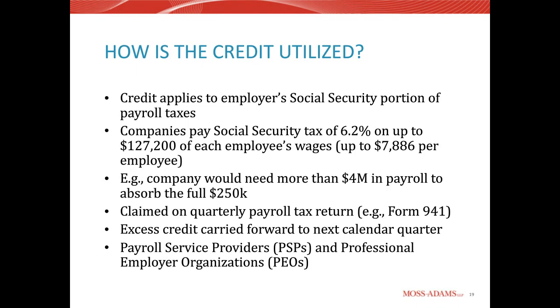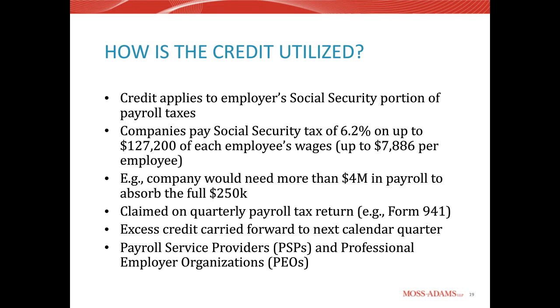And that's where we get into the utilization component of this. So the amount of payroll tax that you can offset is the employer's portion of Social Security tax. That amount is 6.2% of each employee's wages up to the wage base of $127,200. So in other words, if you have highly compensated employees, the maximum amount that can be offset is $7,800 and some change per employee. Now, this doesn't just apply to employees who are doing R&D. It applies to all employees company-wide, so your entire payroll.